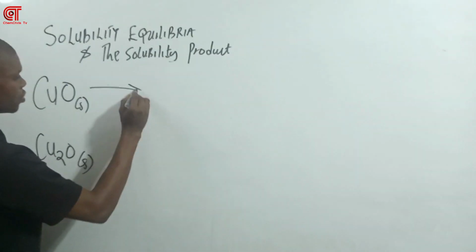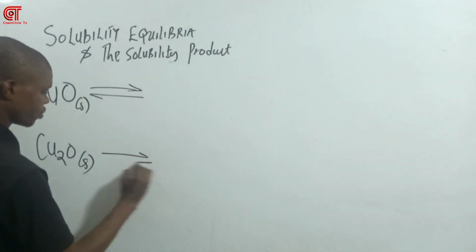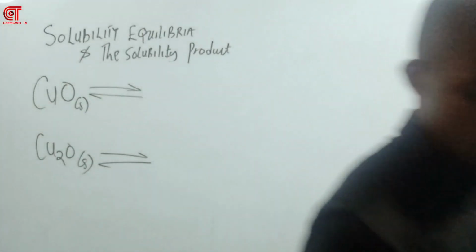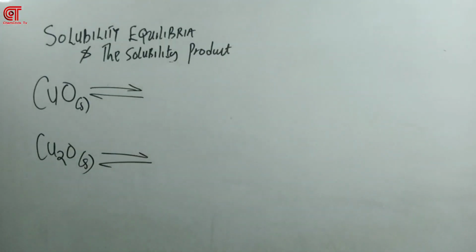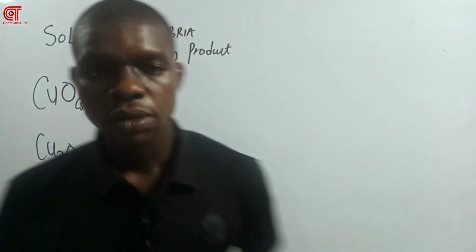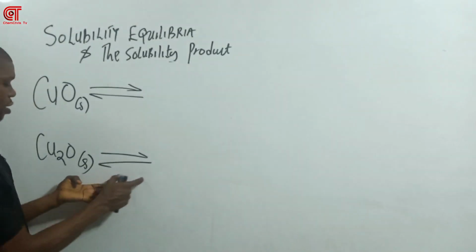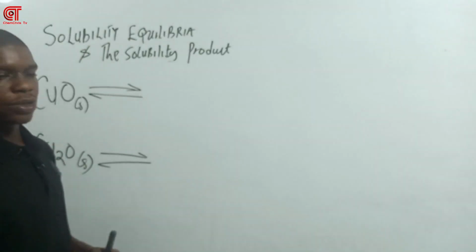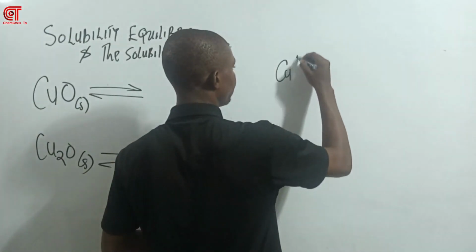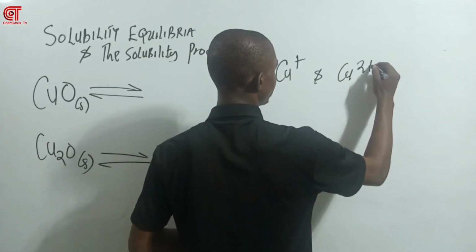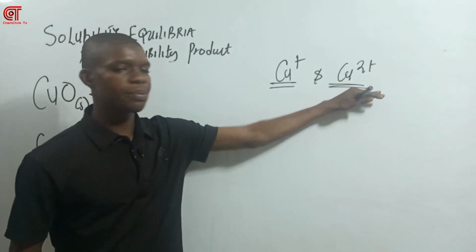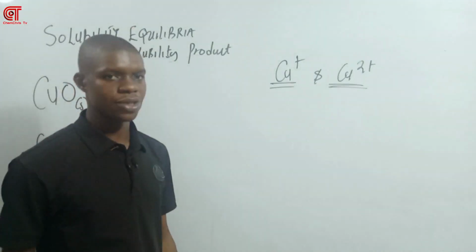So how are you going to do that? If you want to write the ionic equation for this, how are you going to do that? Now, copper has variable oxidation states. Here we can have Cu+ and Cu2+. Copper has variable oxidation states because it is a transition metal. Transition metals have variable oxidation states.